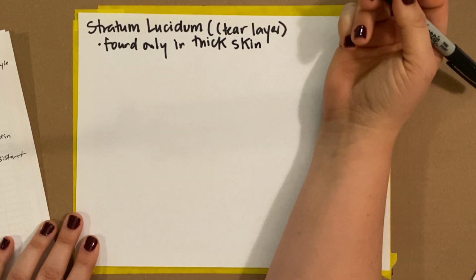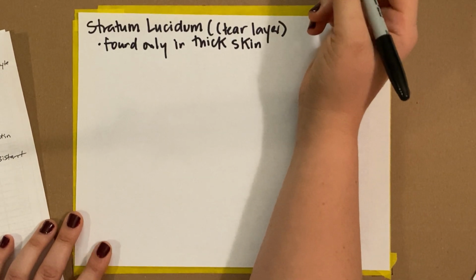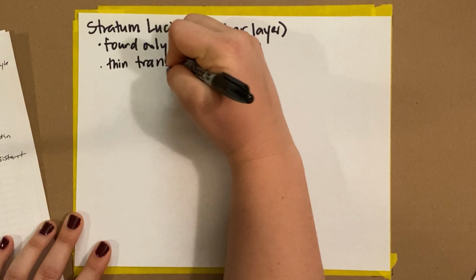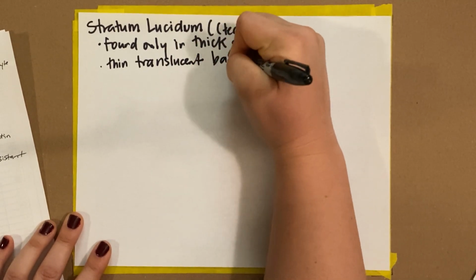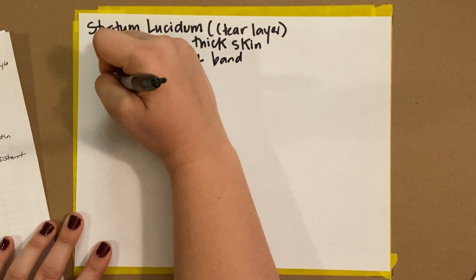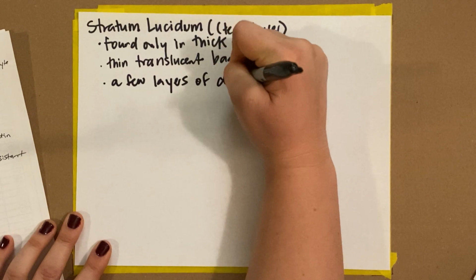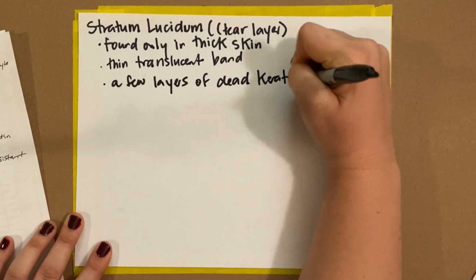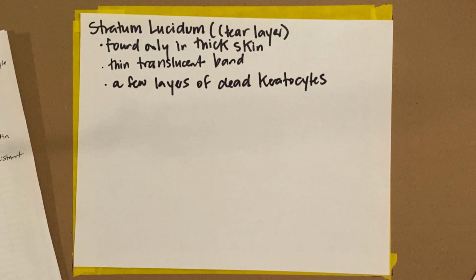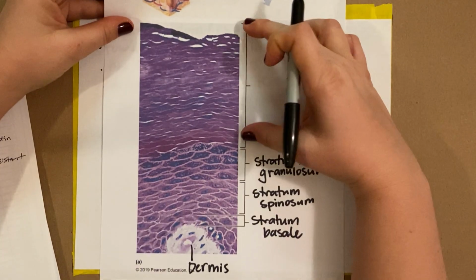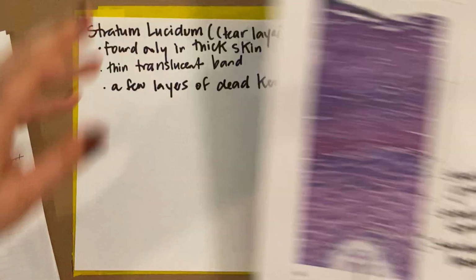Okay, so you'd find this on your palms of your hands, the soles of your feet. And it is a thin, translucent band. Okay, and so basically it's going to be a few layers of dead keratinocytes. Okay, so again, this is that kind of extra layer that you can find in thick skin. I don't have a picture of that one. The last layer is going to be the one that's found in everything.